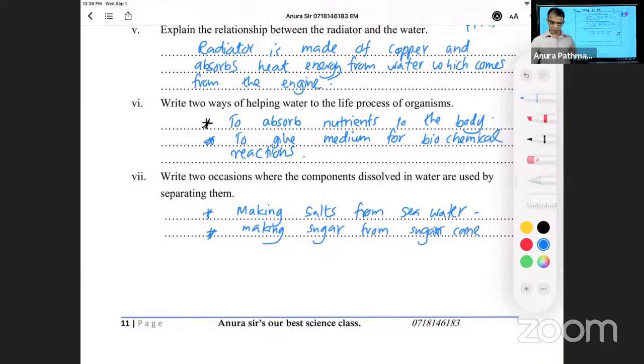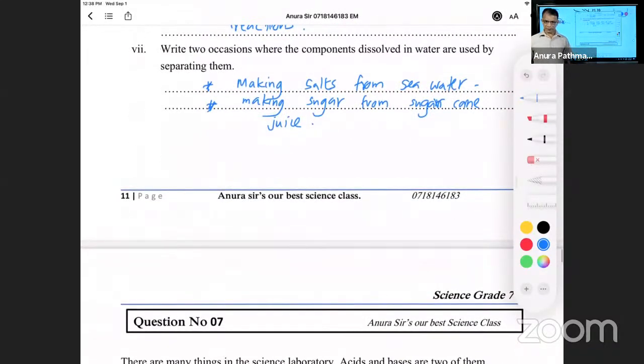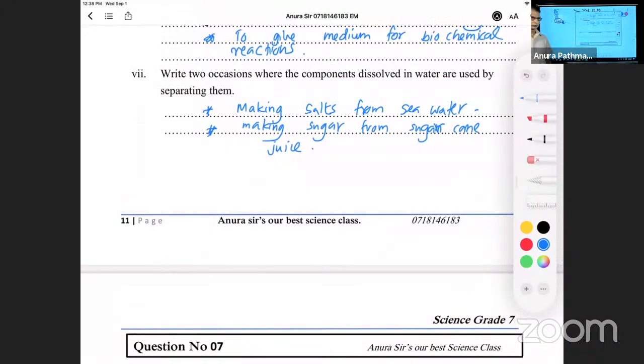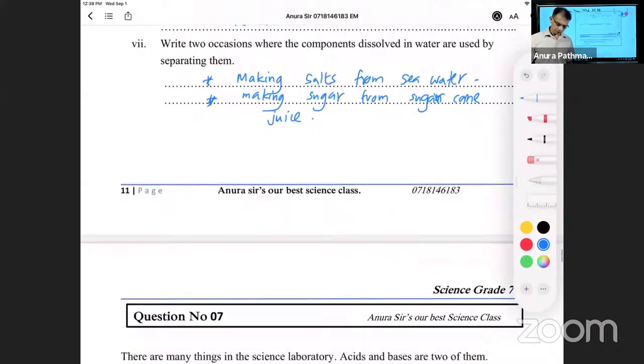Sugar cane juices. Sir, if I write salt and sugar, is it wrong? Yeah, wrong. You have to explain. I'm going a little bit fast. If you lose it, you can get it from the internet, YouTube. Okay?